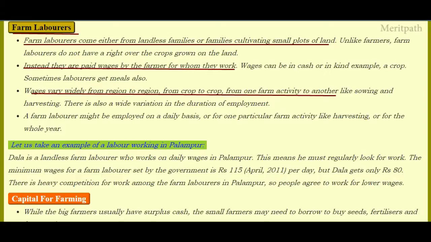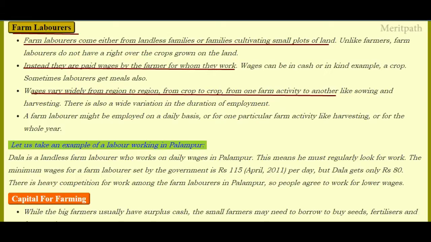Unlike the farmers, the farm laborers do not have the right over the crops grown on the land. They are paid wages by the farmers for whom they work. Wages can be in the form of cash or any other form like a crop. Laborers sometimes get meals also, and wages vary widely from region to region, from crop to crop, and from one farm activity to another, like sowing and harvesting.